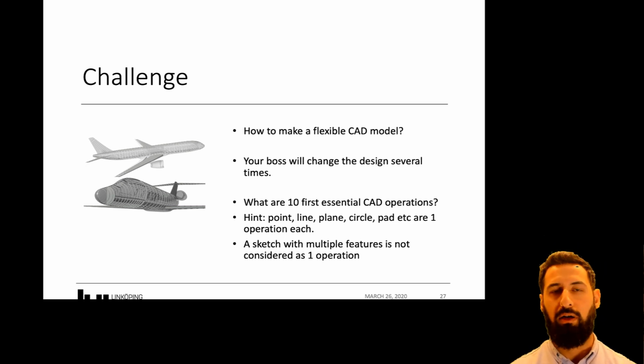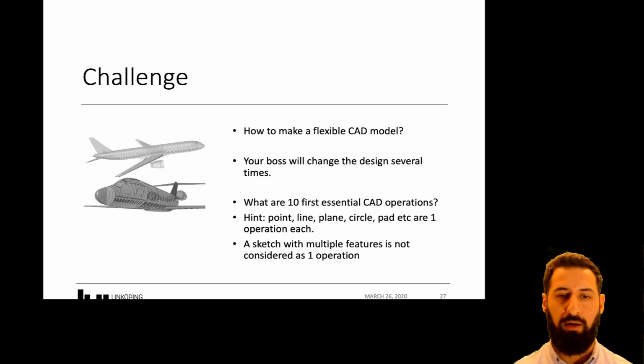So if we were doing a robust and flexible CAD model, what are the first 10 essential CAD operations that we need to do? Here you need to think about point, line, plane, circle, pad, and each of these is one iteration. So what operation is the most important to do first? I could say that there are a lot of right ways of doing this, but there are also a lot of wrong ways of doing this.